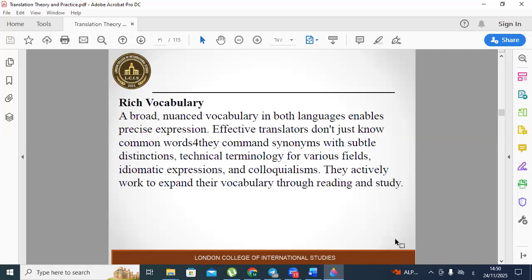Rich vocabulary. A broad vocabulary in both languages enables precise expression. Effective translators do not just know common words; they command synonyms with subtle distinctions, technical terminology for various fields, idiomatic expressions, and colloquialisms. They actively work to expand their vocabulary through reading and study.